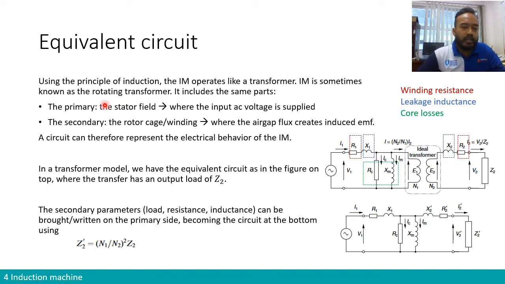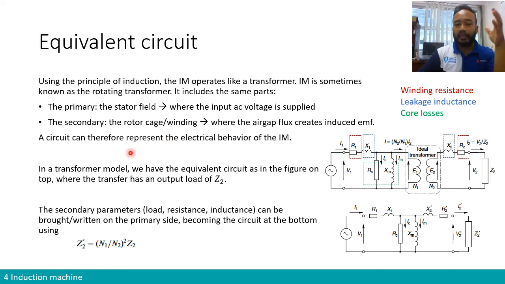So because it includes the same parts, the primary in a transformer we can consider as the stator field, while the secondary is our rotor cage or winding, right? So the stator is the primary where the input AC voltage is applied. The secondary, or the rotor cage and the rotor winding, is where the air gap flux or the flux wave just now creates the induced current in it.